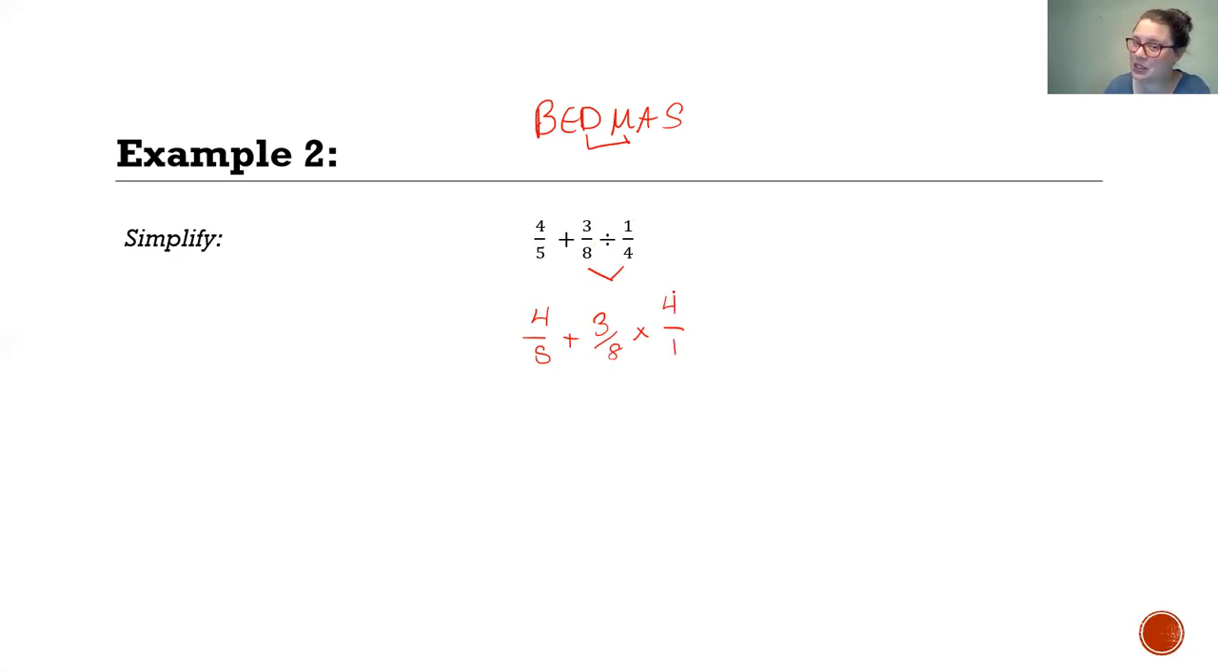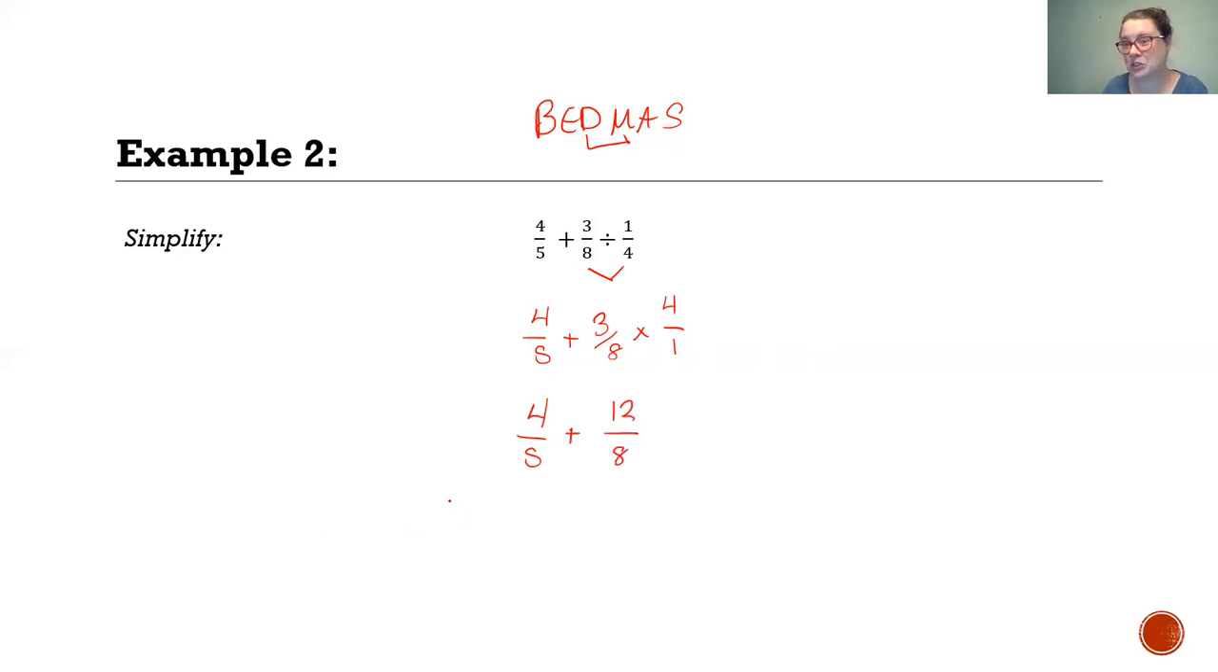You could reduce in the center here. This time I'm going to skip reducing in the middle. I'm going to pretend we don't recognize that we can do that. So we have 4/5 plus 3 times 4 leaves me with 12 over 8.